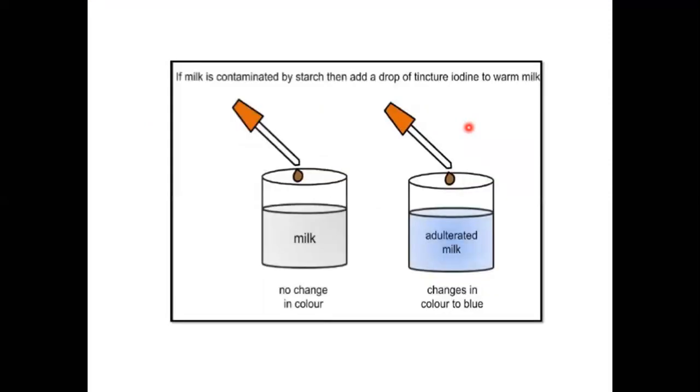Now if milk is contaminated by starch, then what you will do is add some drops of tincture of iodine to the warm milk. There is no change in color in the original, unadulterated milk. And if starch is present and you add the iodine drop, the milk changes color to blue. This is the adulterated milk and this one is the pure milk.